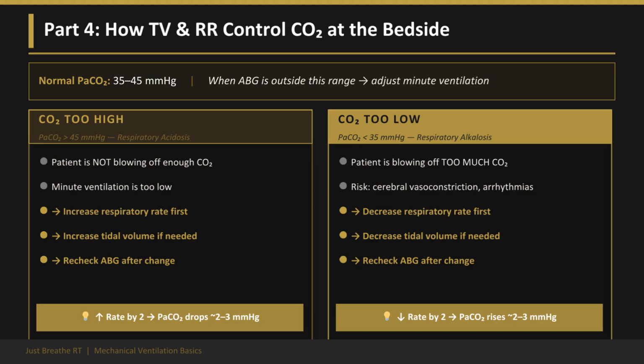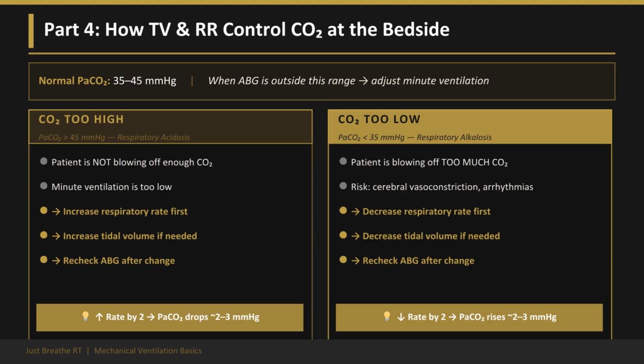Reassess. CO2 too low. PaCO2 below 35 millimeters of mercury. Now you have the opposite problem. Your patient is blowing off too much CO2, a state called respiratory alkalosis. And this is not a benign finding. Respiratory alkalosis causes cerebral vasoconstriction, cardiac arrhythmias, and electrolyte shifts that can destabilize your patient.